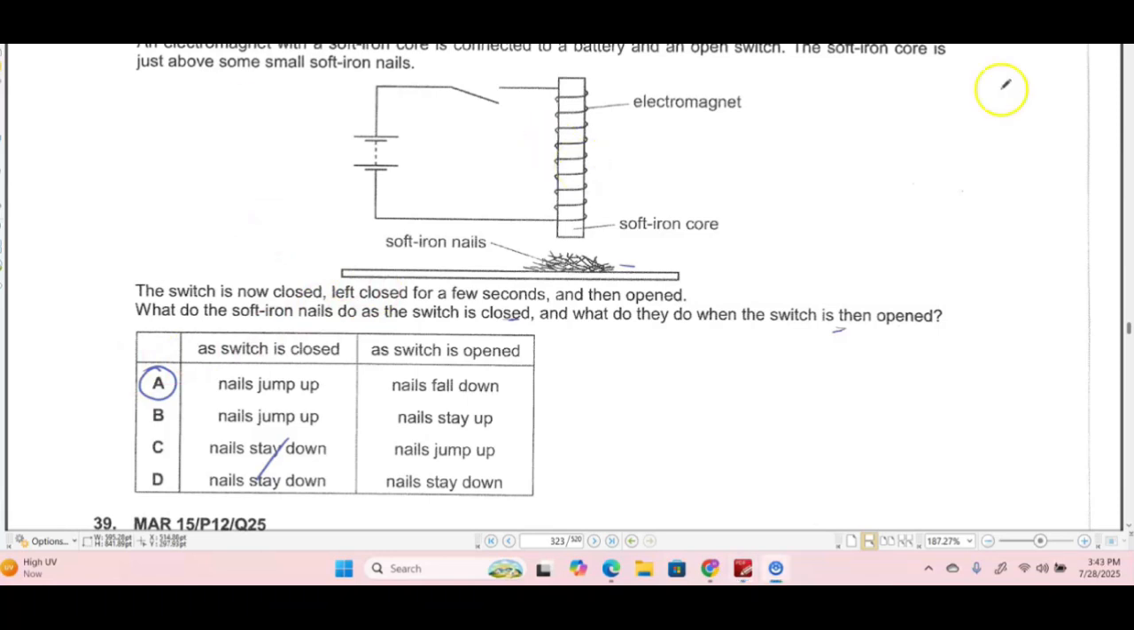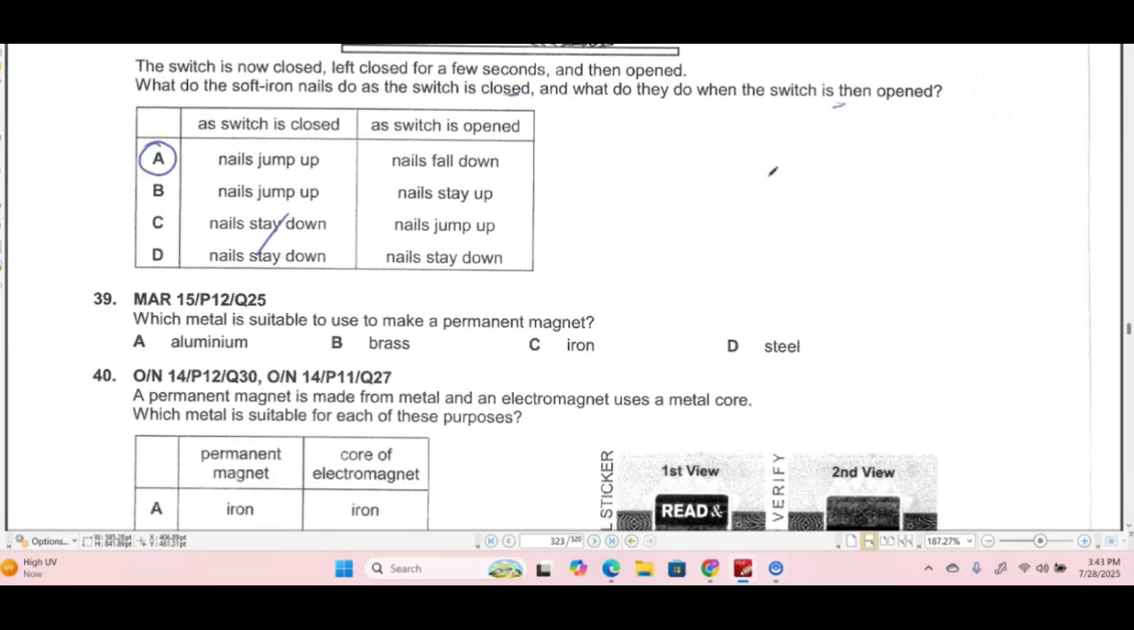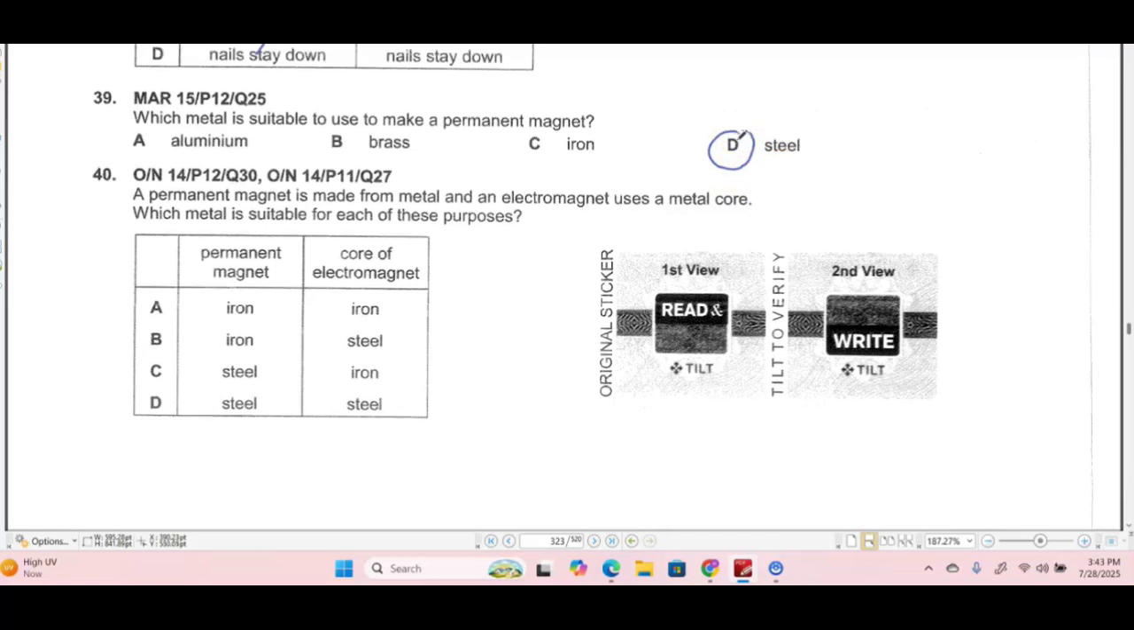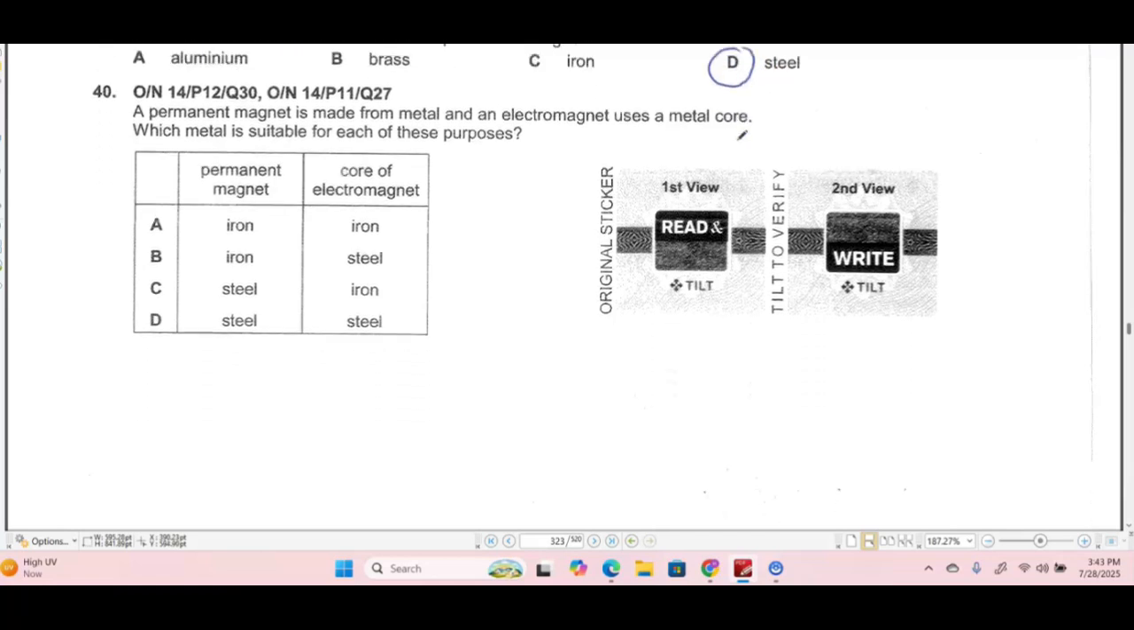Question number 39. Okay, which metal is suitable to use to make a permanent magnet? Steel is the material that is suitable to make a permanent magnet. ठीक है?